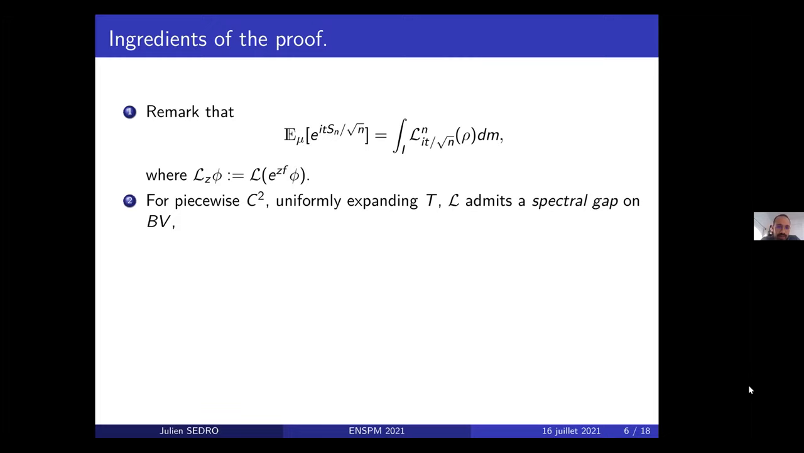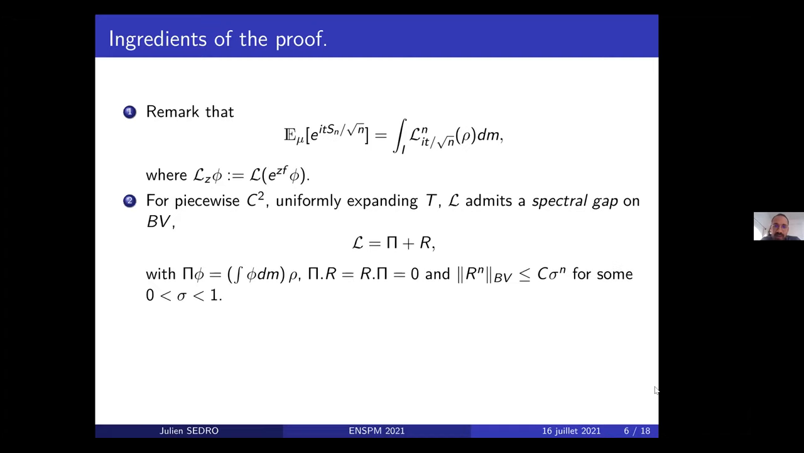Now, another key ingredient is the spectral gap of the transfer operator L, by which I mean that you have this decomposition as a sum of two spectral projectors, one on the eigenspace generated by the invariant density. And the other one, R, is just here to say that when you have a zero average function, the iterates of the transfer operator decay in BV norm exponentially fast. So this is what the spectral gap means, and this is a classical property of piecewise C2 uniformly expanding systems.